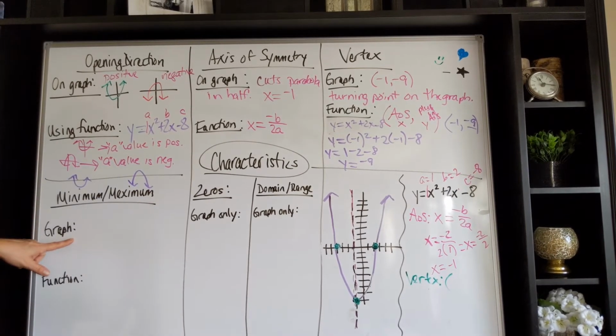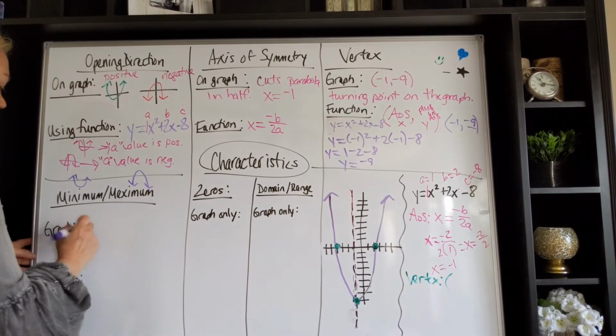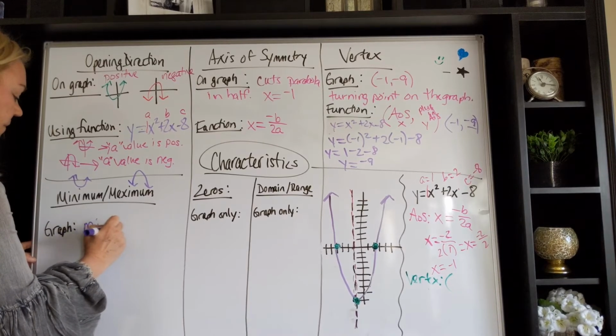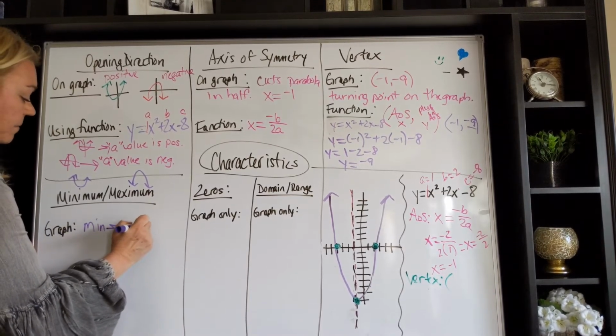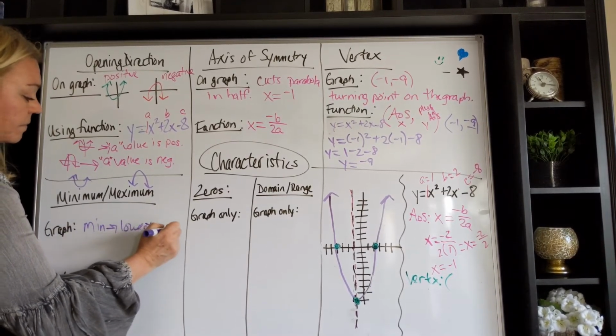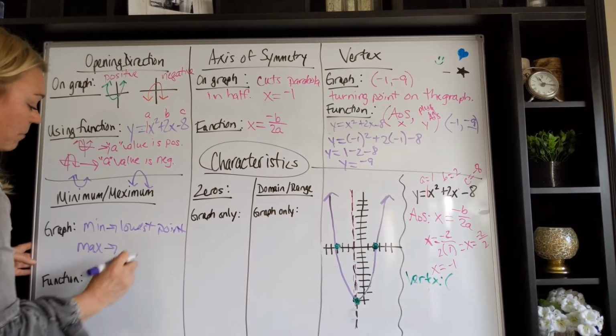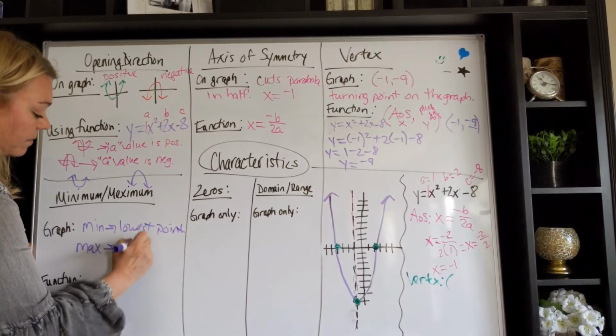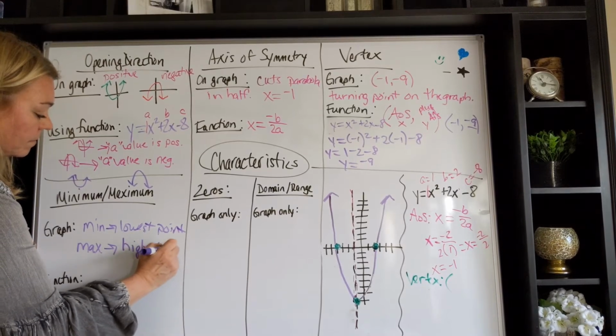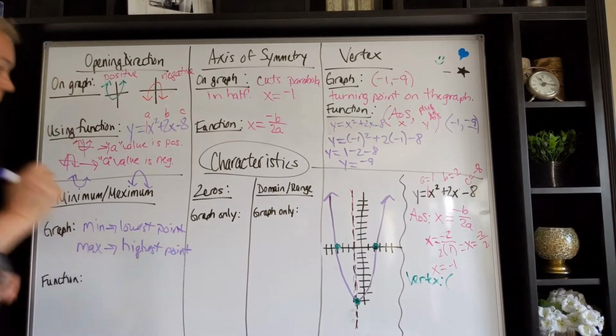So if I'm looking at a graph, the minimum is the lowest point. If I'm looking at a graph and I'm trying to see if it has a maximum, it's the highest point. Okay?